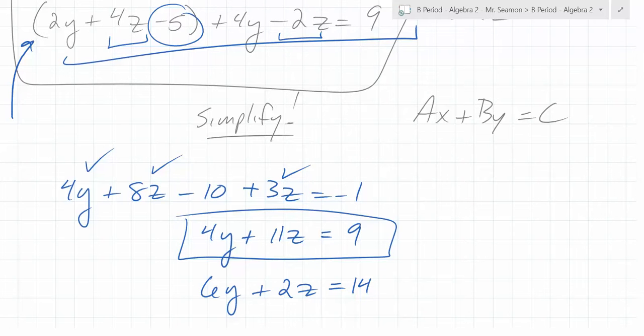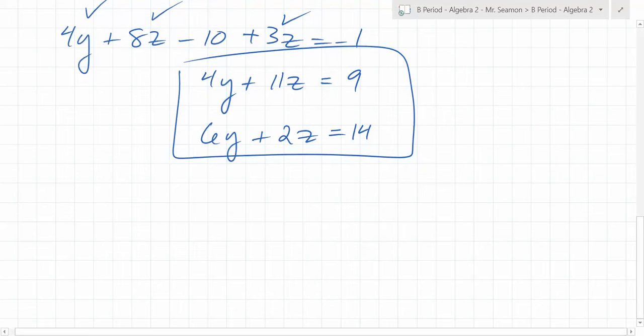So again, we have 2 equations and 2 variables. We can use substitution, elimination, or graphing. Which one do you want to use? Do you want to use graphing? I don't really want to use graphing because what form are these written in? Standard form. And what have I told you I really like you to do if you're trying to graph something in standard form? What should you find?